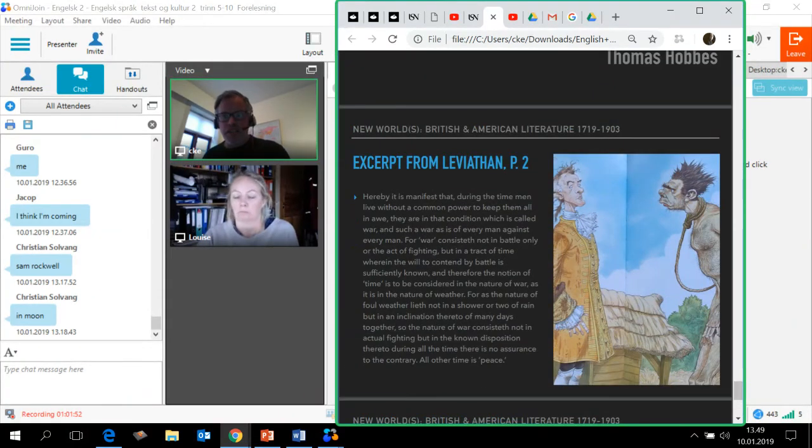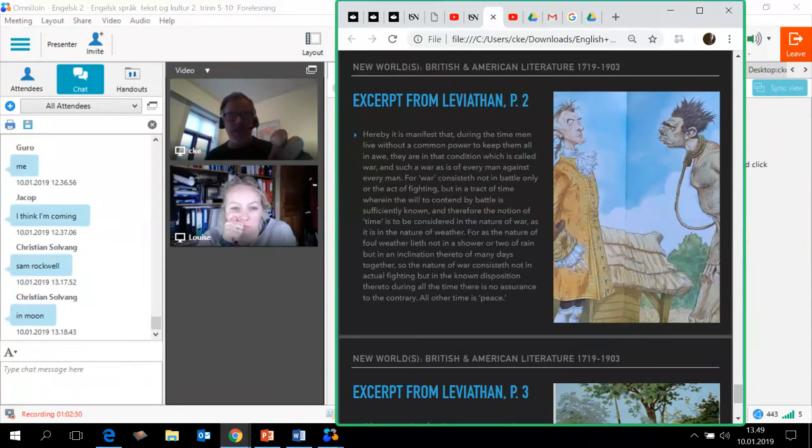And here, as Gulliver meets the Yahoo, it says, "Hereby it's manifest that during the time men live without a common power to keep them all in awe, they are in that condition which is called war. And such a war as is of every man against every man, bellum omnium contra omnes. The war consisteth" — so it's got the old language, isn't it? — "not in battle only or the act of fighting, but in a tract of time wherein the will to contend by battle is sufficiently known, and therefore the notion of time is to be considered in the nature of war, as it is the nature of weather." Again, it's a bloody long way to express the fact that war is like weather, basically. It is just part of the natural order of things.